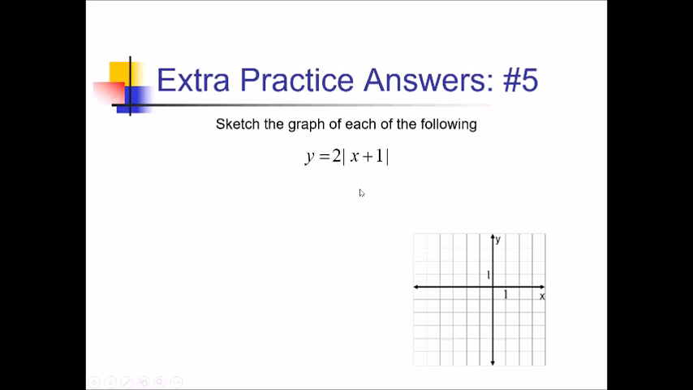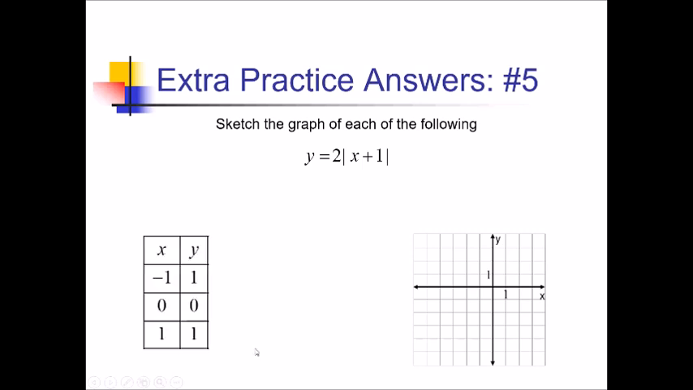For this problem, I'm trying to graph this absolute value function. I'll start with my parent table with my 3 points, negative 1, 1, 0, 0, and 1, 1 for the parent absolute value function. And now for the transformations happening, the 2 outside the absolute value means we're stretching vertically, multiplying y values by 2. The plus 1 inside means we're shifting to the left 1. So that's always opposite from what we expect inside the function.